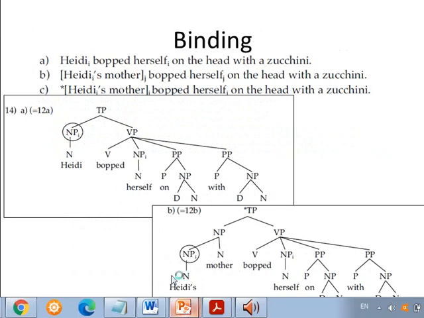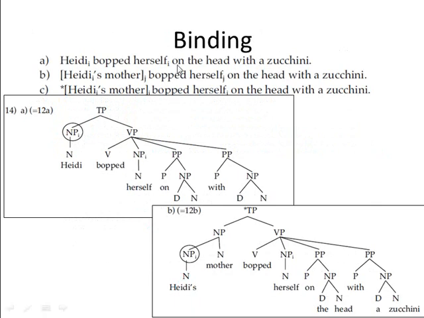We go to binding. Okay, so binding is the relationship between a certain noun phrase and another noun phrase. Let's have a look at three examples here. Heidi popped herself on the head with zucchini. So we have this subscript, referring to the same entity. And then the second one, Heidi's mother popped herself. So we have Heidi's mother. Heidi is I. Heidi's mother is J. Popped herself, J. So referring to Heidi's mother.